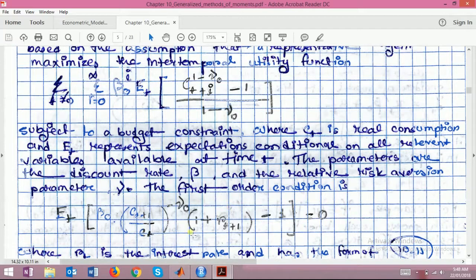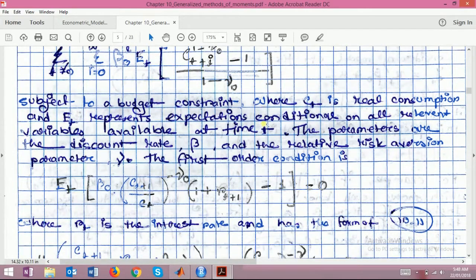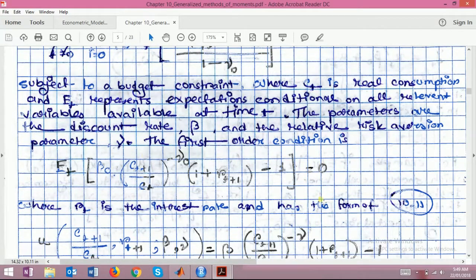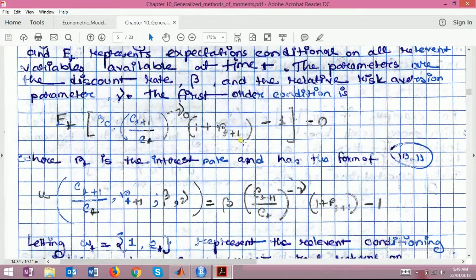The first order condition is this, right? With Ct plus 1 by Ct to the minus gamma naught. Taking the first derivative with respect to the budget constraint, the first order condition is this equals 0.